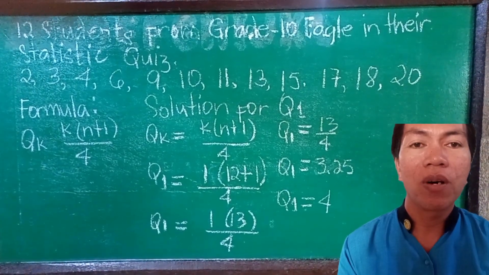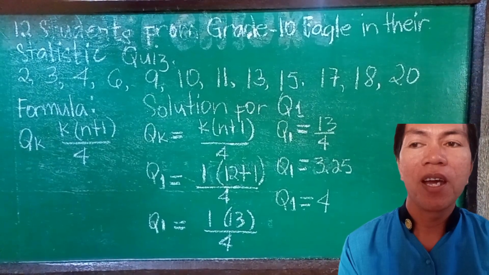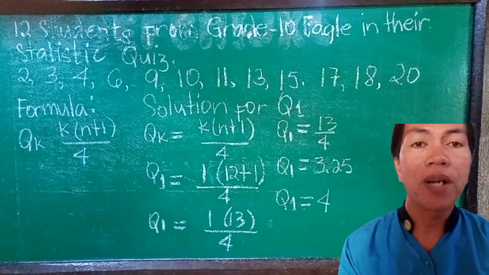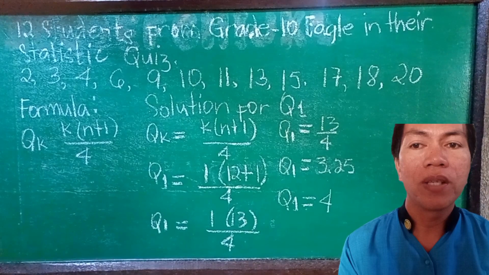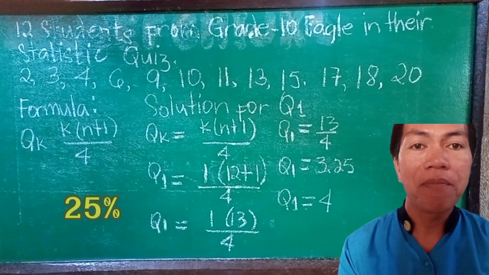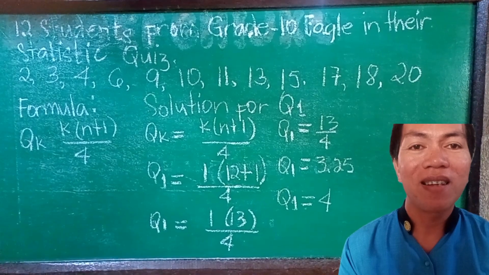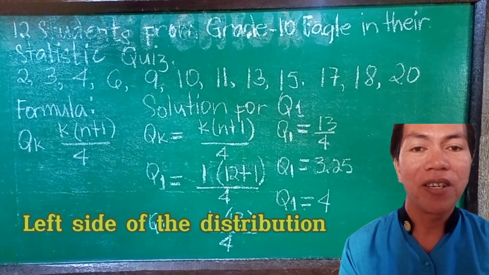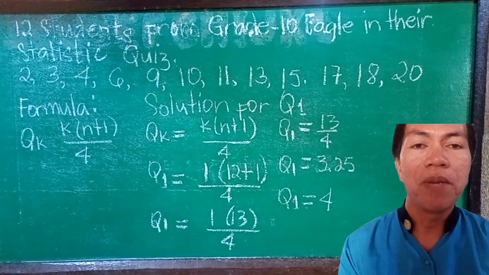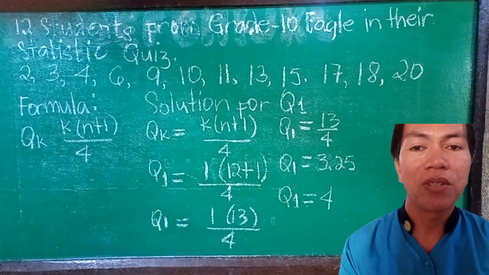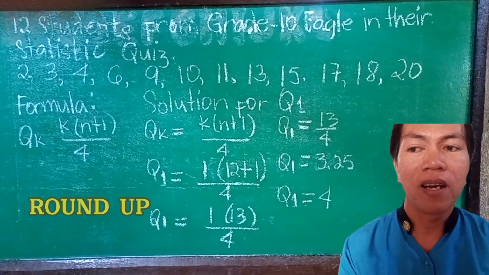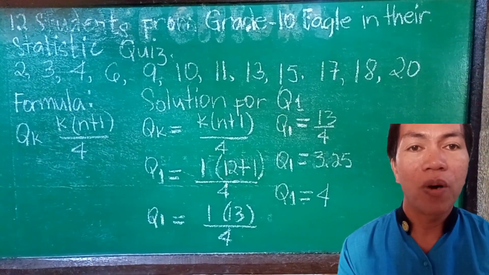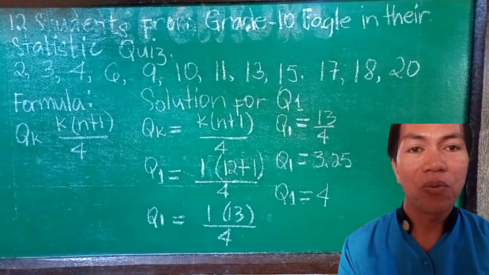So we have Q1 equals 3.25. Now, applying the Mendenhall and Sincich method, since we are looking for the quartile 1, and we all know that quartile 1 is equal to 25%, and 25% is less than 50%, then the quartile 1 is located at the left side of the distribution. Meaning to say, ang 3.25 na sagot natin ay i-round up natin, kaya naging 4 ang ating sagot. So, the position of quartile 1 is pang-4th ng ating scores.